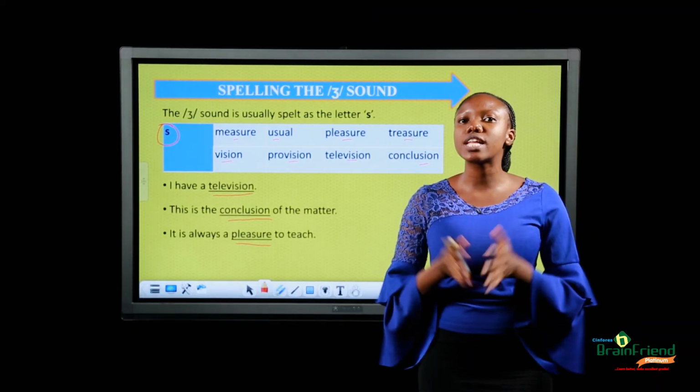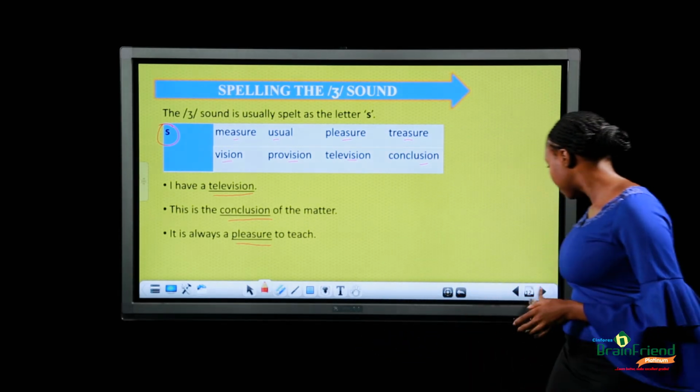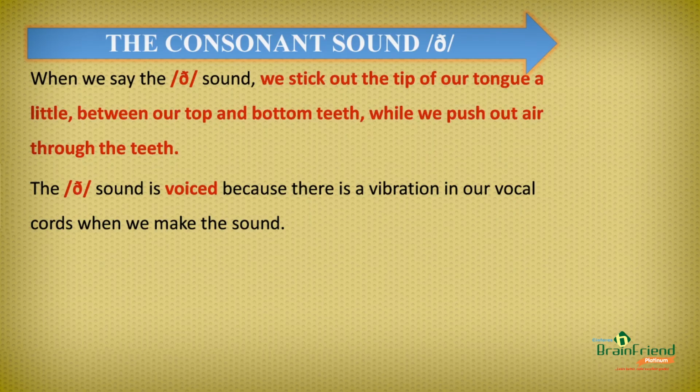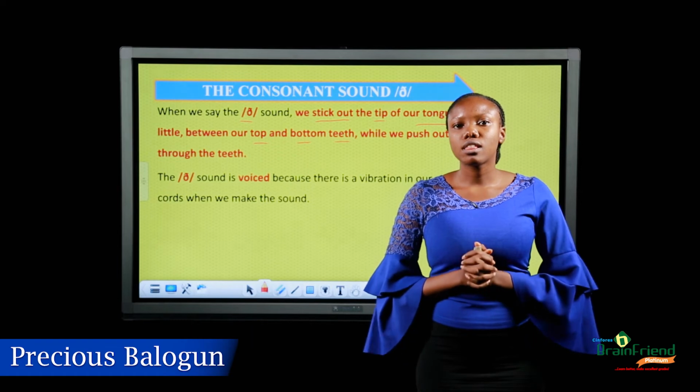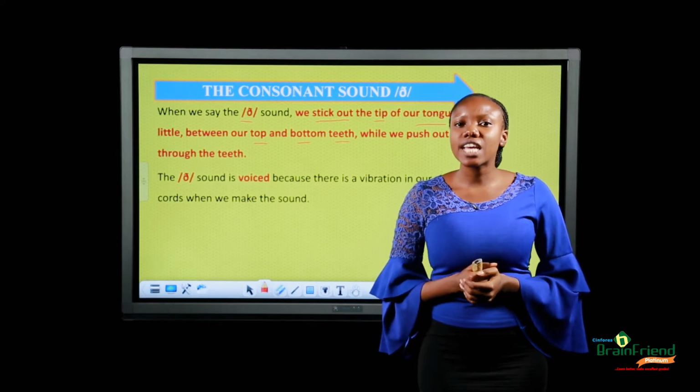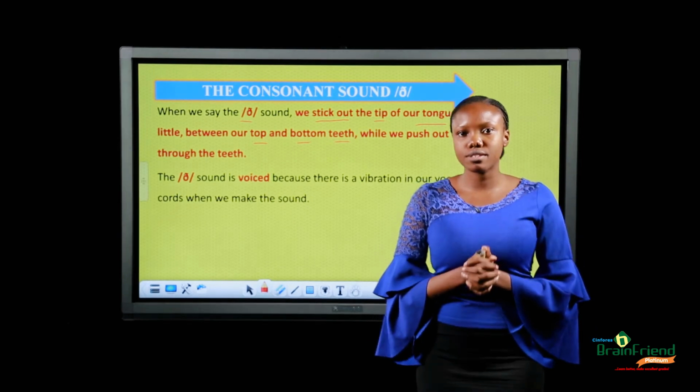Now let's go on to the next consonant sound, which is the th sound. The th sound is produced when we stick out the tip of our tongue a little between our top and bottom teeth while we push out the air through the teeth. It is pronounced like this: th. Now, let's take a look at how this sound is spelled in words.